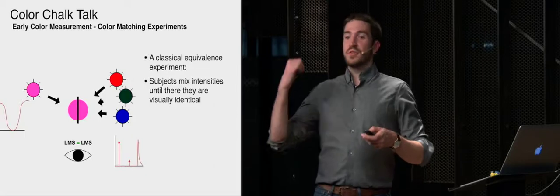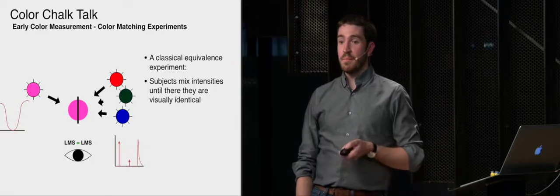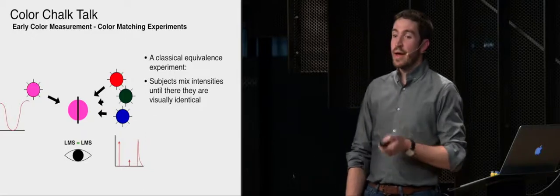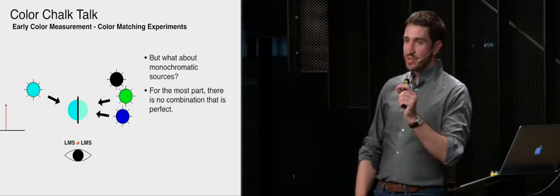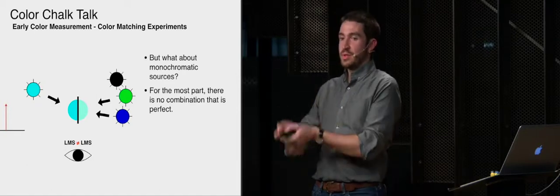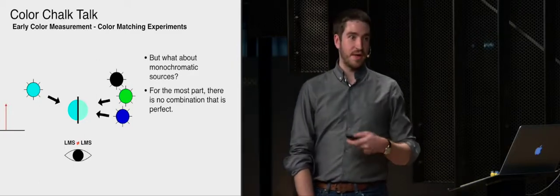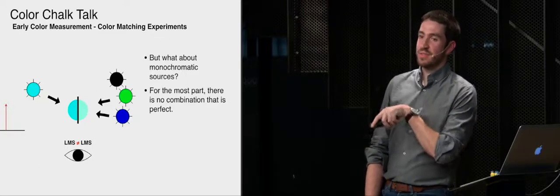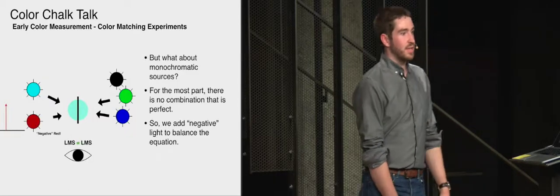Now, we still have no idea about these S, M, and L cones. We don't know the shapes of those curves back in 1930. But we can derive a little bit of information from this. Now, instead of putting a polychromatic spectrum, one of those nice curves, what if I put a single wavelength on the left? Now I can have my observer stare down the pipe and mix red, green, and blue until it looks just like this monochromatic spectrum, except your observer is going to sit there for hours and hours and hours, and there is no mixture of these three red, green, and blue colors that give the same perception of this other monochromatic light. Scientists were undeterred, and they said, oh, let's just add some negative light.